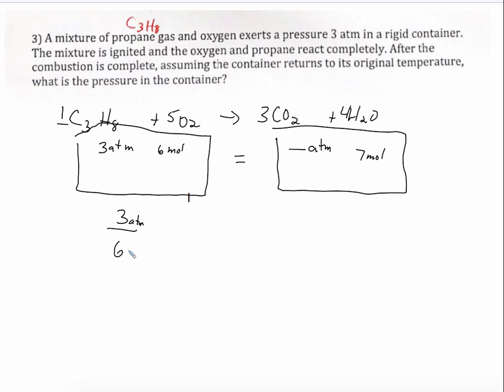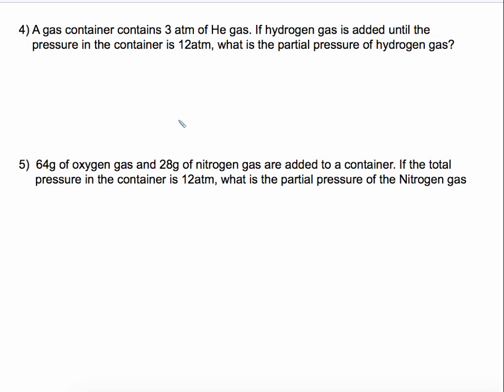So this is just a proportion, because the moles are proportional. 3 atmospheres caused by 6 moles of particles will be equal to blank atmospheres, so we'll call that X atmospheres, and 7 moles of particles. So cross multiply and divide, and you end up getting that X equals 3.5 atmospheres.